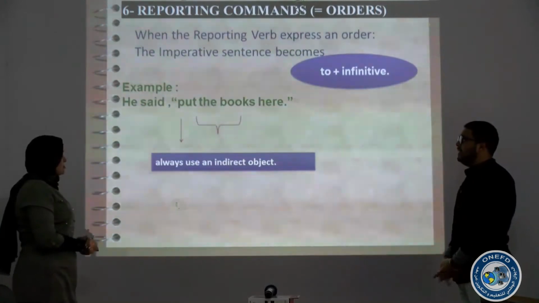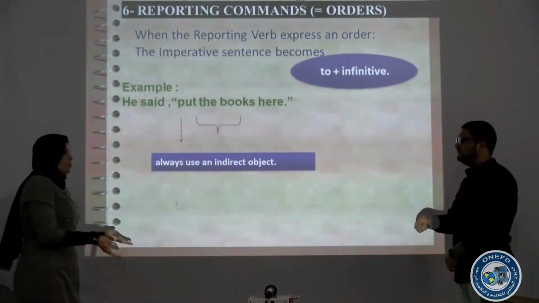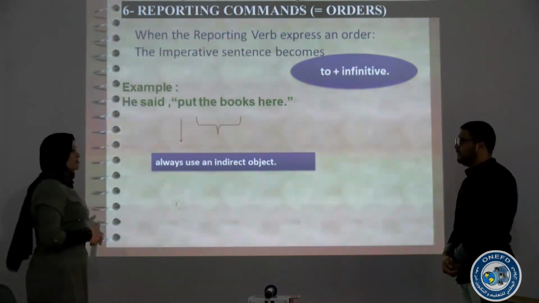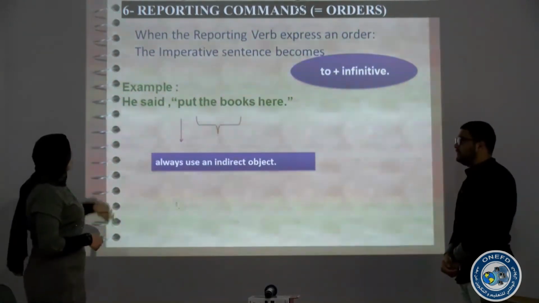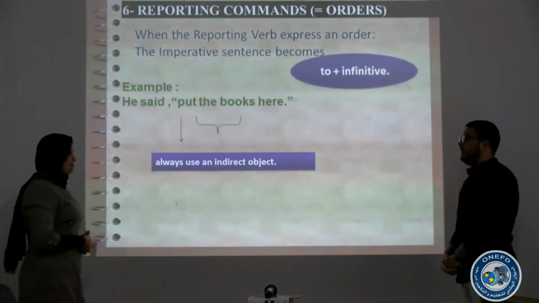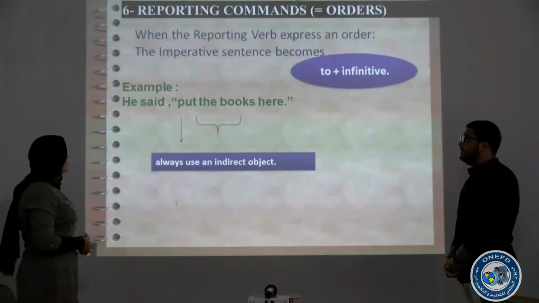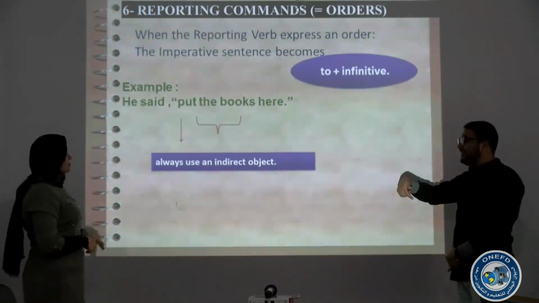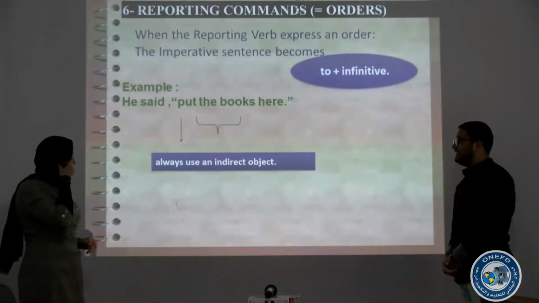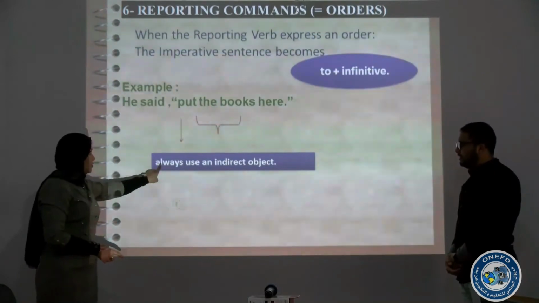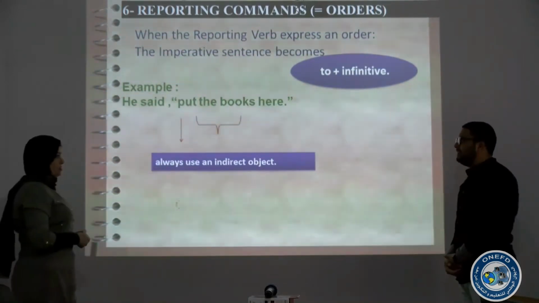He said, "Put the books here." It's an order. So can I use "he said" or "he ordered"? We can say "he ordered" because it's an order. He ordered me, or you, or her, to put the books there. We already saw that "here" becomes "there." It should change in the place expression. Always use an indirect object.